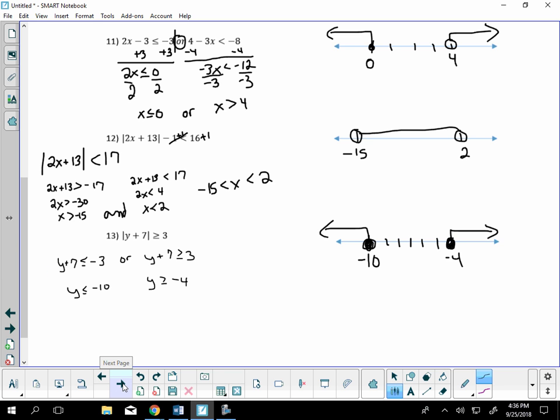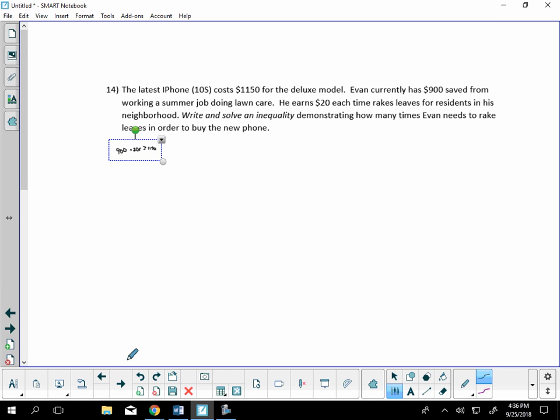Let's take a look at number 14. On that one, the latest iPhone costs $1,150. Evan currently has $900 saved from his job. He earns $20 each time he rakes leaves. So each time he rakes leaves, I'm going to call that R. So I just defined my variable. I want to write and solve the inequality to find out how many times Evan needs to rake his leaves in order to buy the new phone.